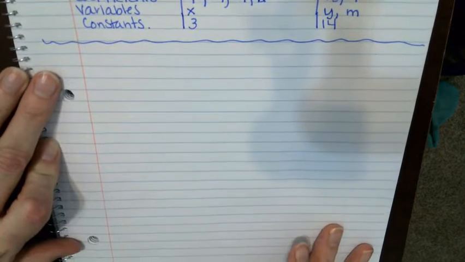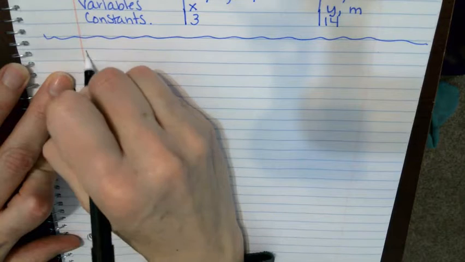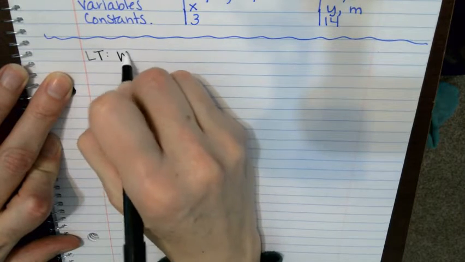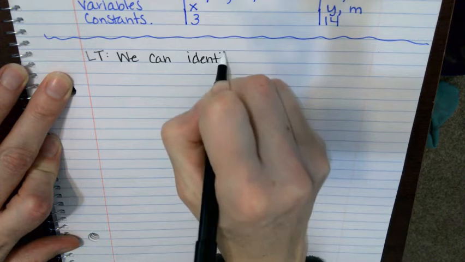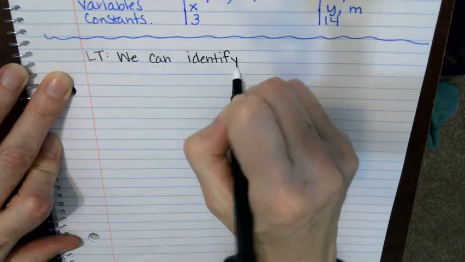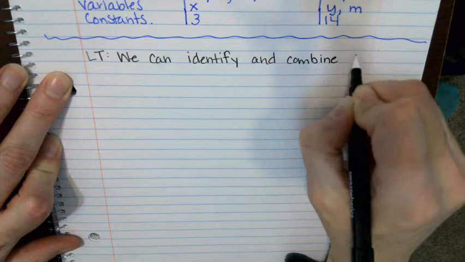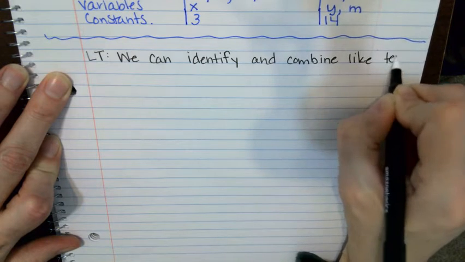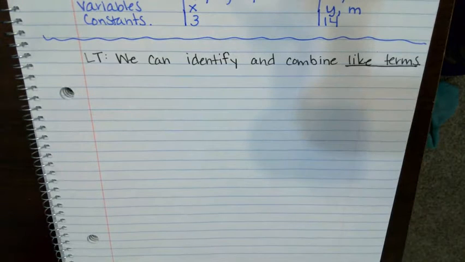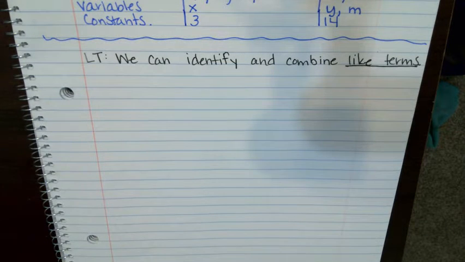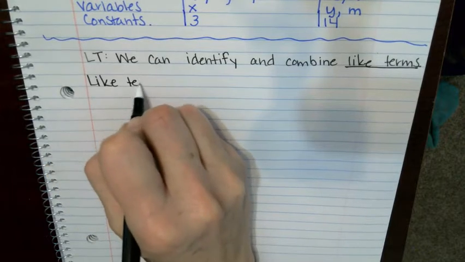So here we go. Our learning target for the day is: we can identify, oops, that's an F, and combine like terms. Okay, I want you to underline like terms because that is the new thing that we have to figure out. So let's define what a like term is.